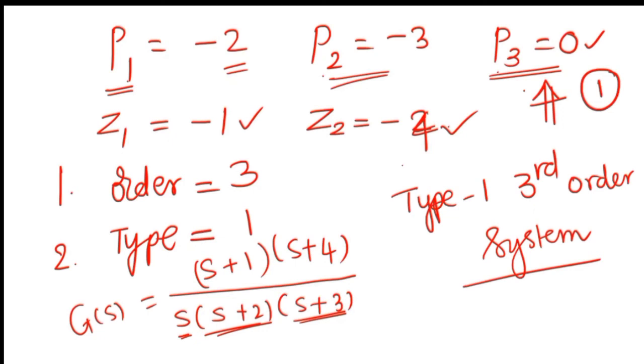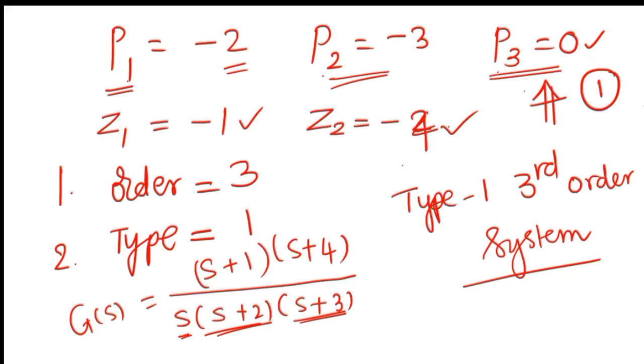Okay, so this is what we covered about type and order of a system. In this class, what we learned: you know the definition of a pole and a zero, and I exposed you to how to find out the poles and zeros of a transfer function. Then from the given transfer function, how to derive the type and its order.